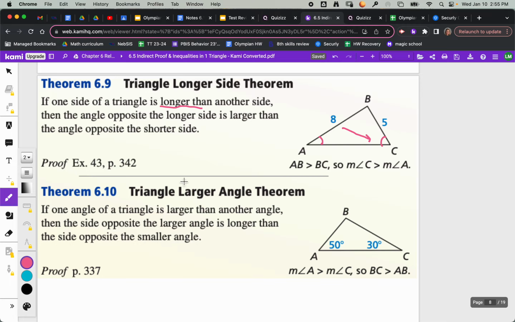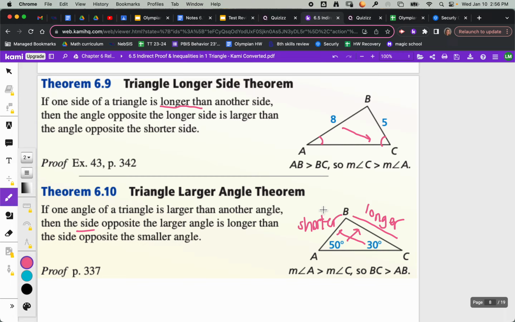We can also use the triangle larger angle theorem to talk about some opposite sides. If one angle of a triangle is larger than the other, then the side opposite the larger angle is longer than the opposite side. So again, if I know that angle A is 50 degrees and angle C is 30 degrees, that means this side has to be longer, which is BC, than this side. This side must be shorter, okay?